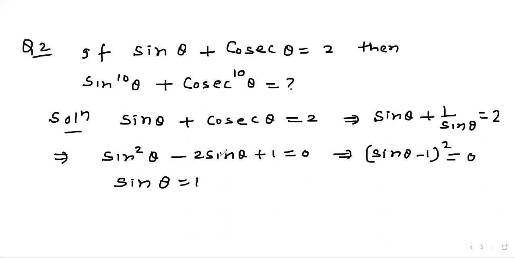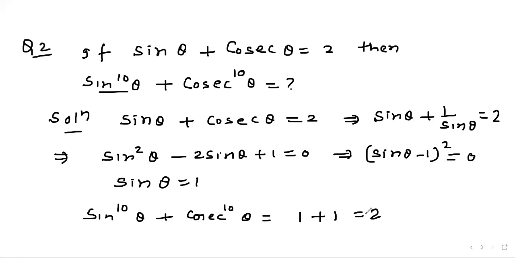If sine theta equal to 1, then cosec theta will also be 1. Hence, sine power 10 theta plus cosec power 10 theta will be equal to 1 plus 1, which is equal to 2. Now, let's consider the next question.